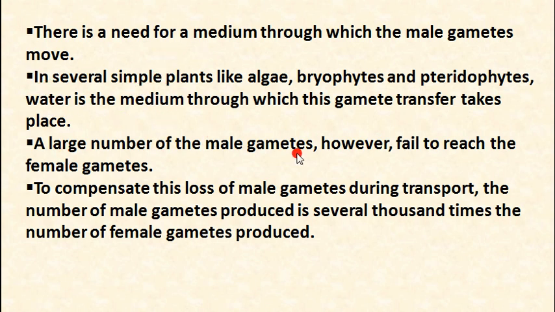A large number of male gametes, however, fail to reach the female gametes. It is not necessary that all the male gametes will reach the female gamete, but a large number will fail. To compensate for this loss of male gametes during transport, the number of male gametes produced is several thousand times the number of female gametes produced. So male gametes are higher in number than female gametes to compensate for the loss.